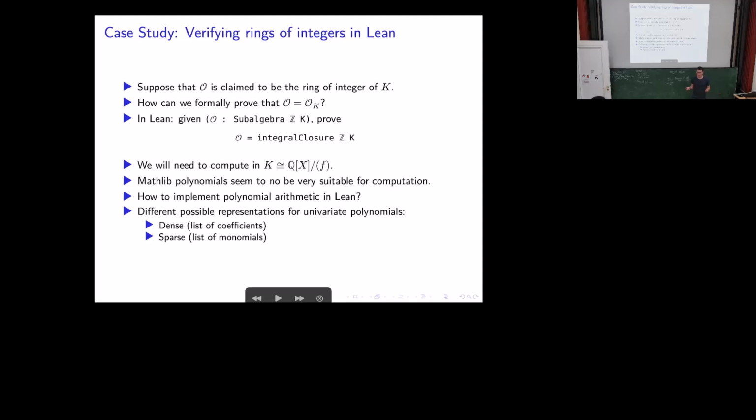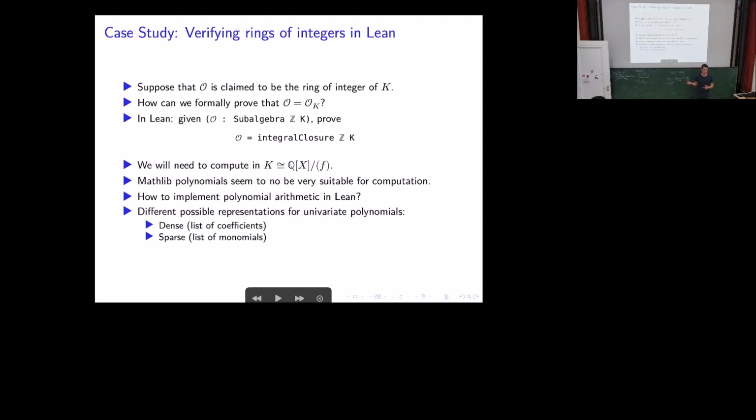And well, the thing is, mathlib polynomials are not very suitable for computation. So we want to have a different way to represent polynomials that are better for our purposes. And for this, there are essentially two ways of doing it. Either the dense representation of polynomials, which is just the list of the coefficients, or the sparse representation, where you only store the list of monomials.